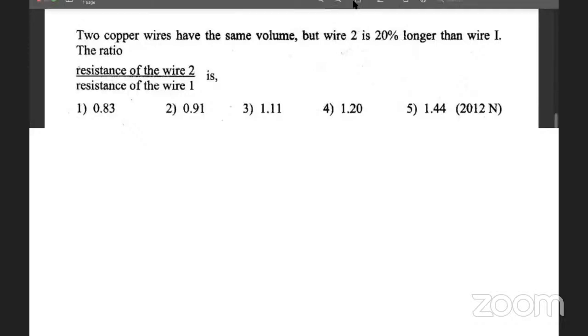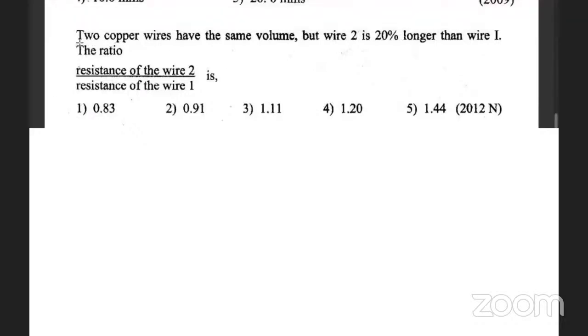Now let's extract information here. Two copper wires have the same volume, meaning the volume of copper wire 1 is equal to the volume of copper wire 2. But wire 2 is 20% longer than wire 1. So L2 over L1: if you take L1 to be 100%, L2 is going to be 120%. That is the meaning of 20% higher.